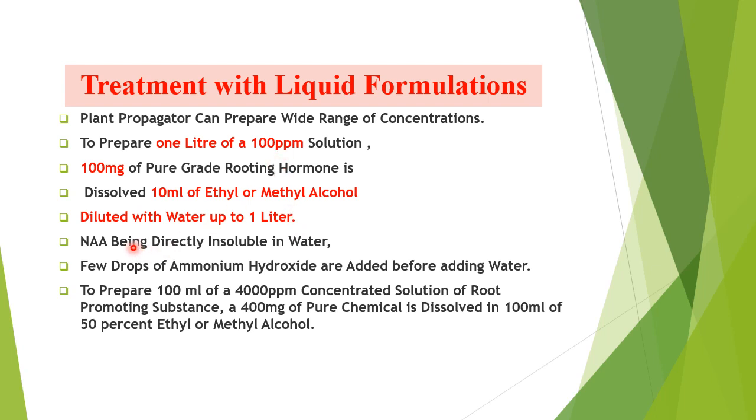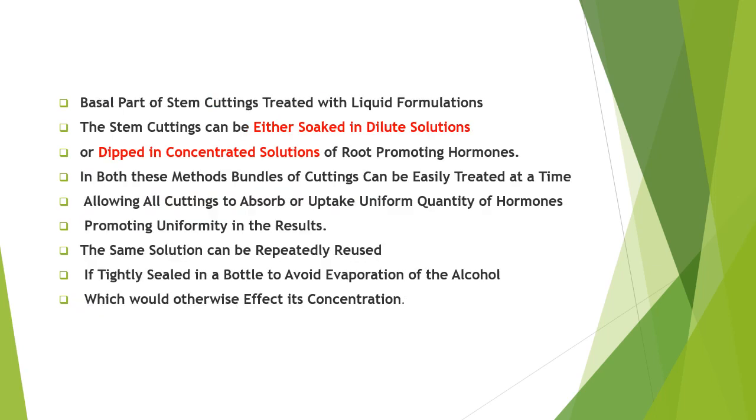And NAA being directly insoluble in water, a few drops of ammonium hydroxide are added before adding water. So to prepare 100 milliliters of a 4000 parts per million concentrated solution of a root promoting substance, 400 mg of pure chemical is dissolved in 100 milliliters of 50% ethyl or methyl alcohol. This is how you make the preparations or the concentrations of certain liquid formulations, which are basically the rooting hormones, which can be IAA, which can be NAA.